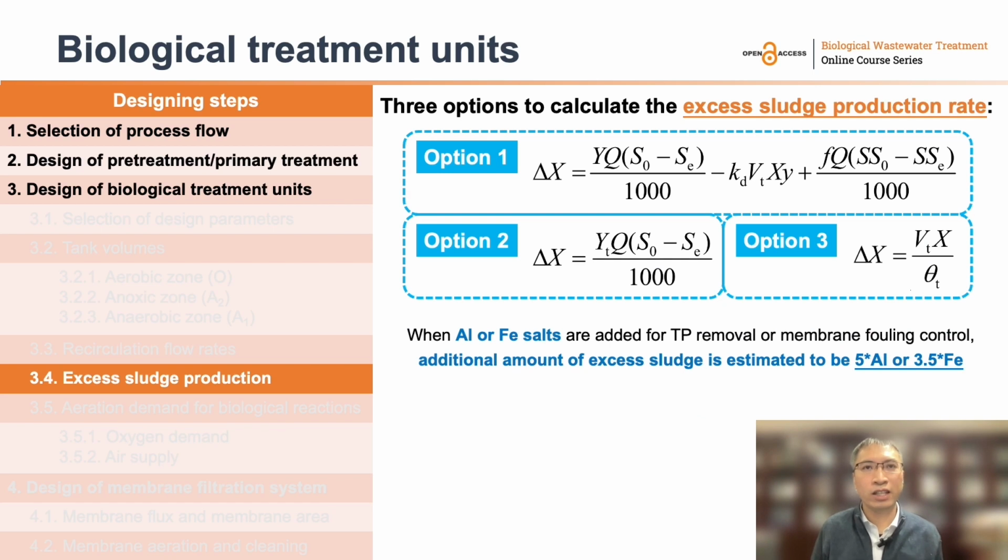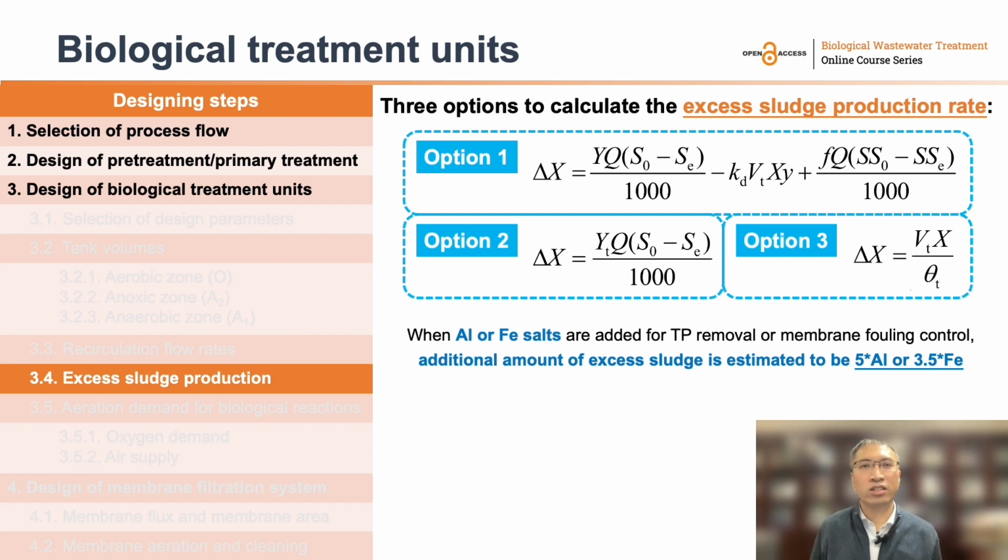The results of calculations using these different approaches can be compared for mutual verification. It should be noted that when chemical agents, such as aluminum or iron salts, are added to the biological unit for the purposes of phosphorus removal or membrane fouling control, the excess sludge will contain chemical precipitates or coagulation products. The increased amount of excess sludge can be estimated to be 5 times the mass of aluminum or 3.5 times the mass of iron.